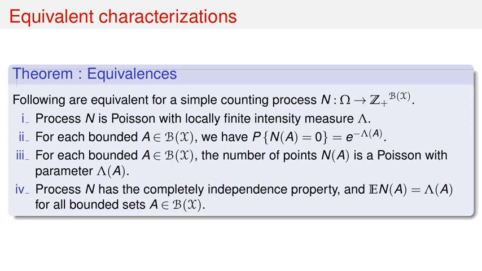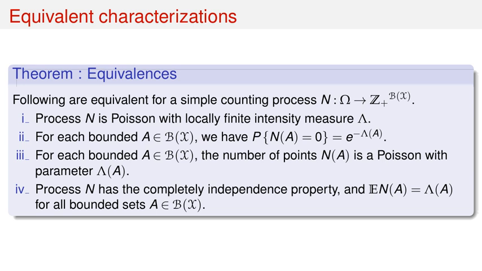Let's discuss some equivalent characterizations of Poisson point processes. We have a theorem on equivalences. The following statements are equivalent for a simple counting process N mapping from omega to Z plus raised to script B of script X. First, the process N is a Poisson process with a locally finite intensity measure lambda. Locally finite means lambda of A is finite for all bounded A.